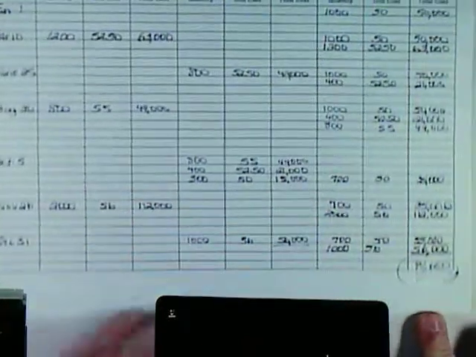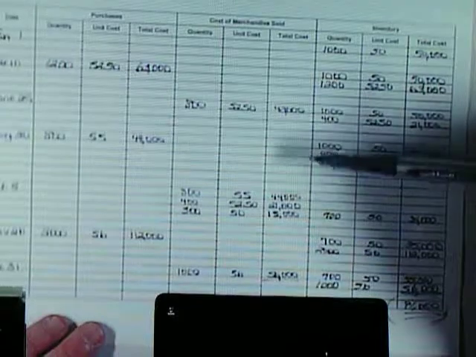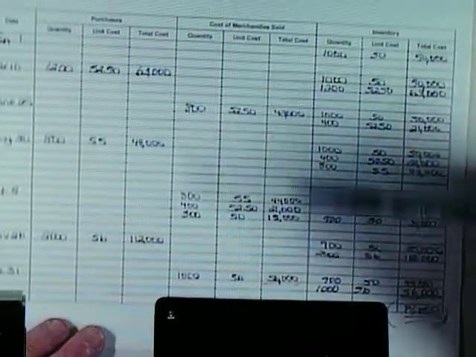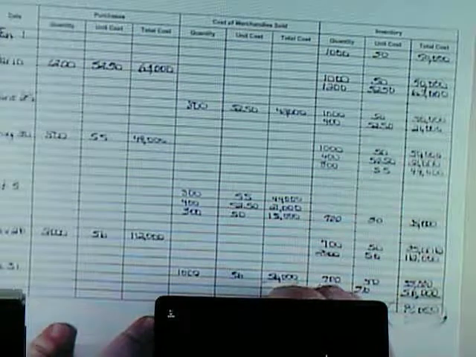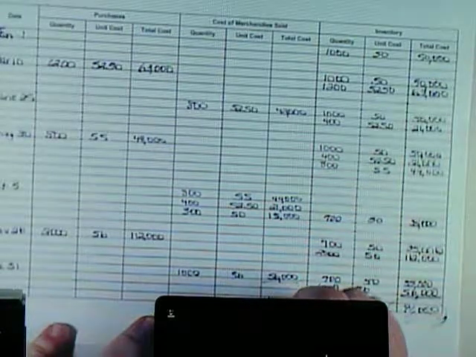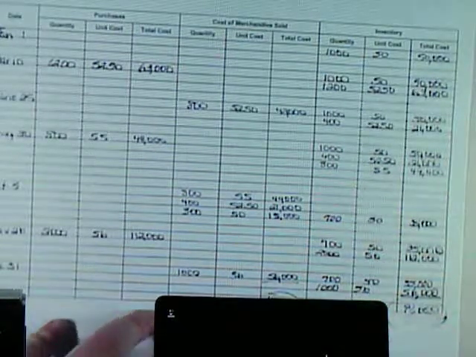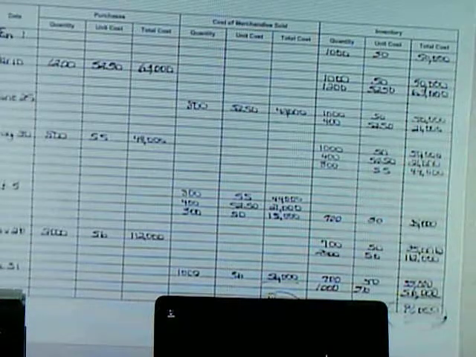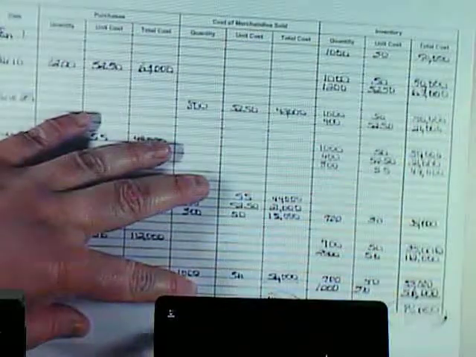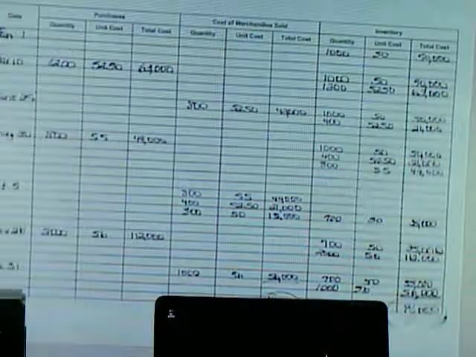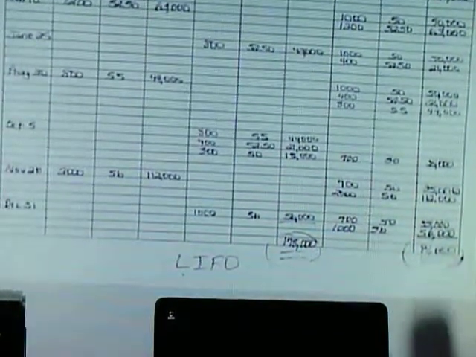$91,000 is my ending inventory, and my cost of goods sold again is made up of this entire column here of cost. And so my total cost of goods sold for the LIFO method is $178,000, and that's actually an increase from the FIFO method. And again, this is LIFO. Make sure we understand that this is the LIFO method.